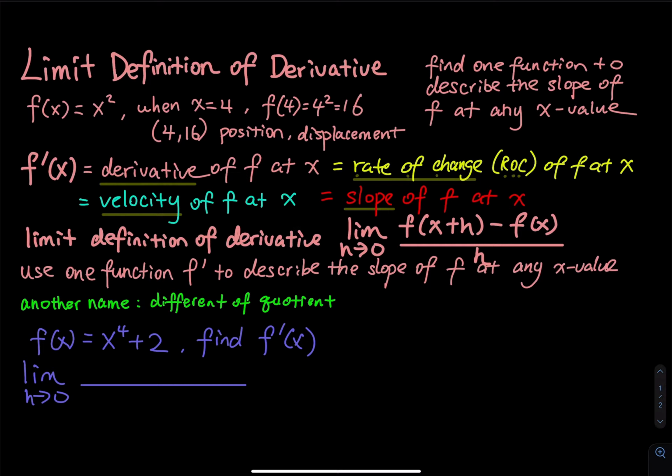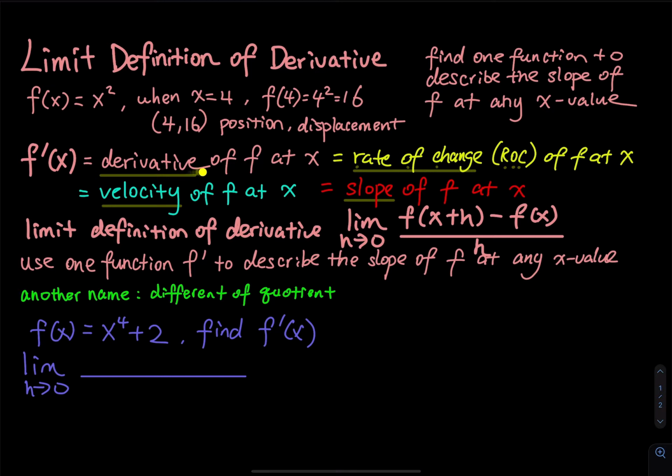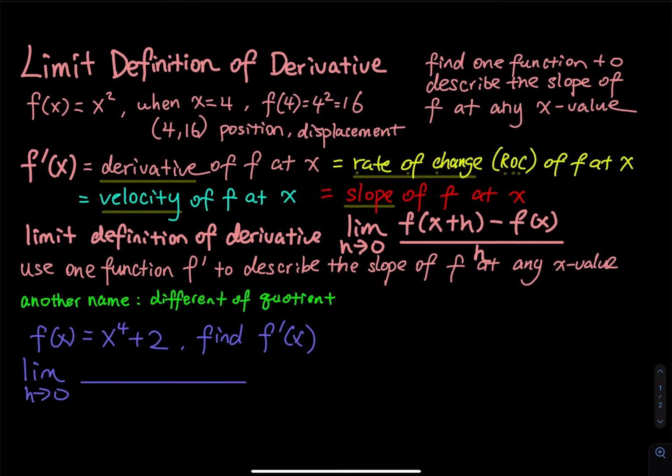The answer is yes. That's what we are going to discuss in this video. So f prime of x, we are not plugging in a specific number. We just use x. So f prime of x is the derivative of f at x. That derivative has multiple names. You can call that the rate of change. Sometimes I use ROC for short, rate of change of f at x.